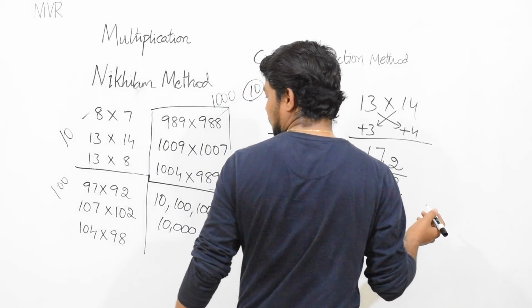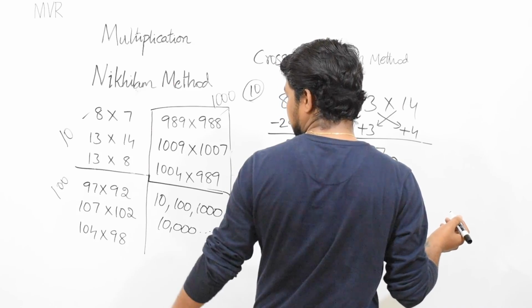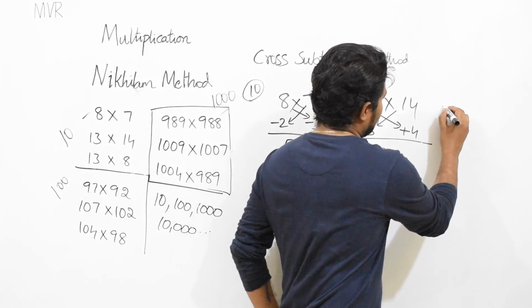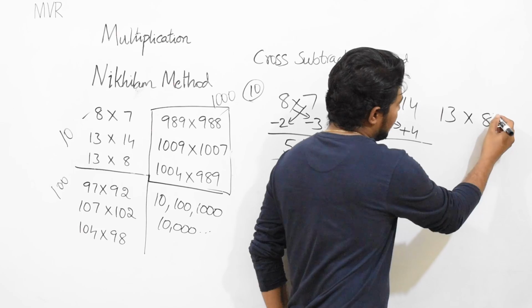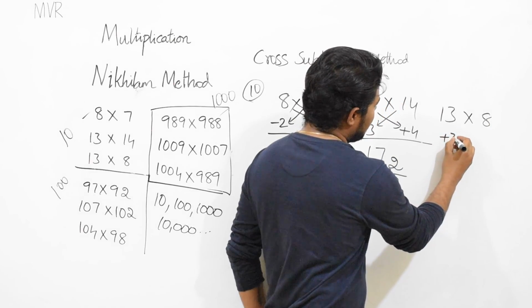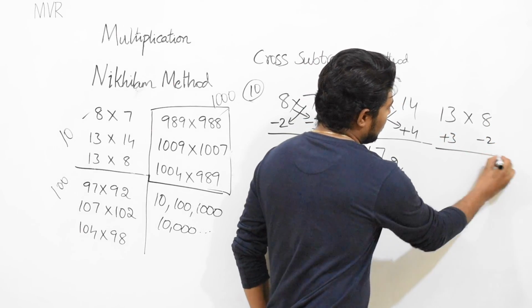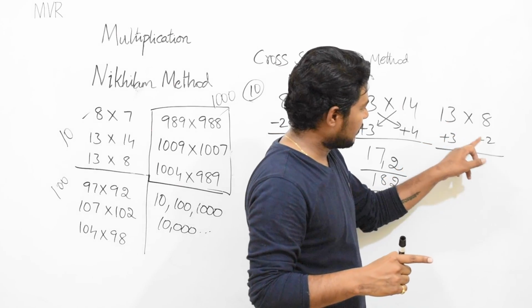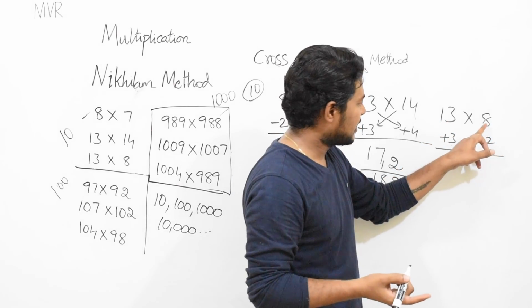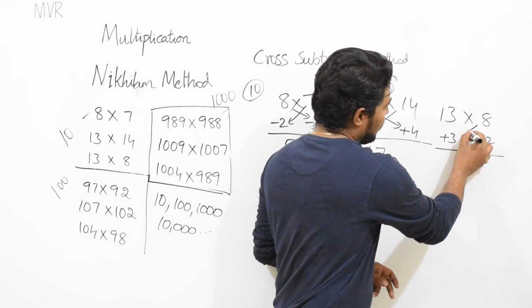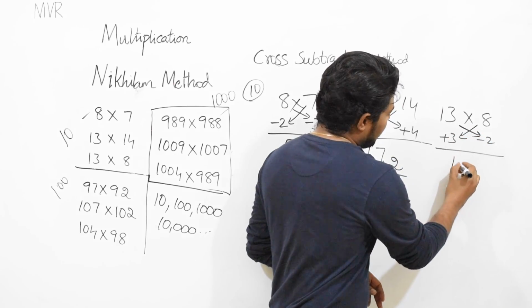Now again, 13 into 8. Here this will be plus 3. Here this will be minus 2. Here if you subtract 13 minus 2, that will be 11, or 8 plus 3, that will also be 11. You can do anything. So it is 11.